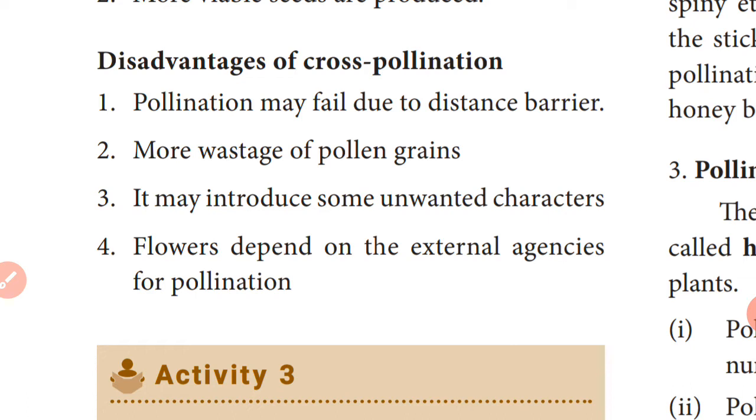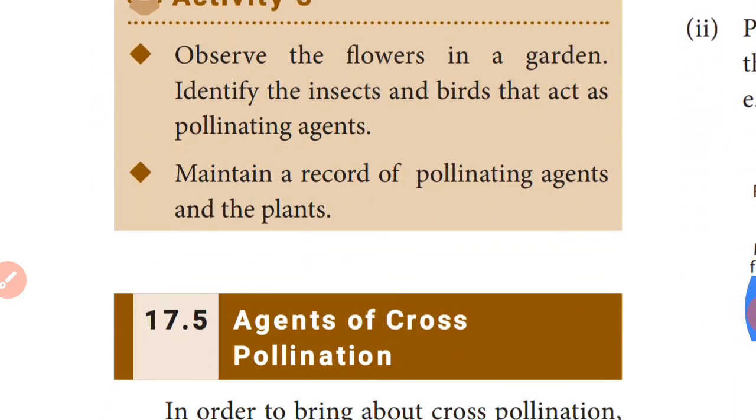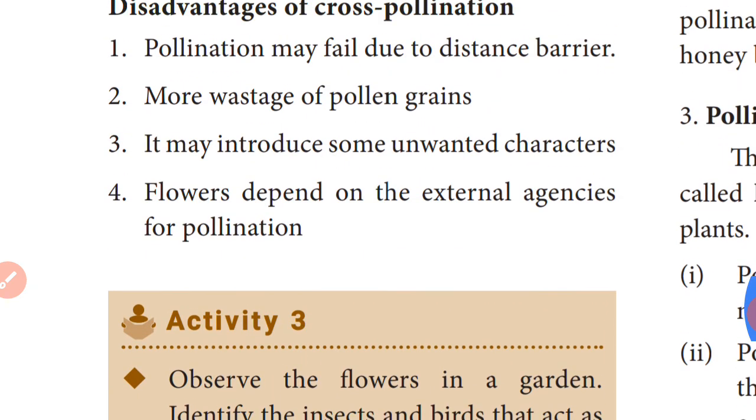Next, it may introduce some unwanted characters. I already told you new varieties are produced, and in the new varieties there may be unwanted characters. Next, flowers depend on external agencies for pollination. Here help is needed, so agencies are needed. It depends on air, water, insects, human beings or animals; any one agent is needed for cross-pollination. So these are the disadvantages. The remaining portion, the agents of cross-pollination, we can see in the next class. Thank you.